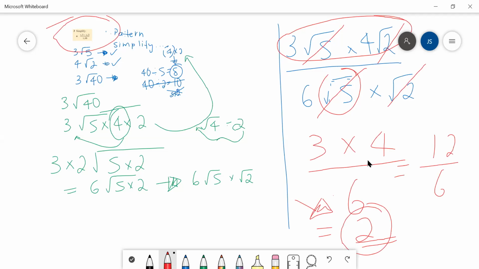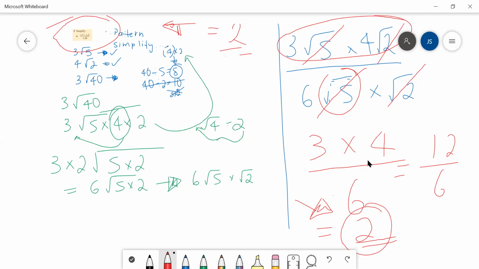Now let's check that this answer is what it is. I'm going to type this whole fraction into my calculator. Using my fraction button, I want 3 square root of 5 times 4 square root of 2 on the top, and on the bottom 3 square root of 40, and I get 2.